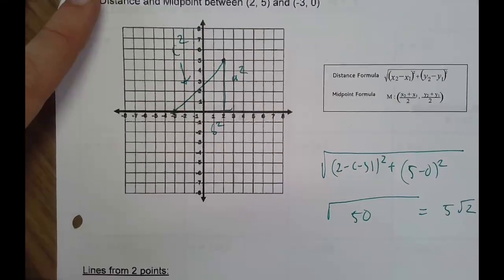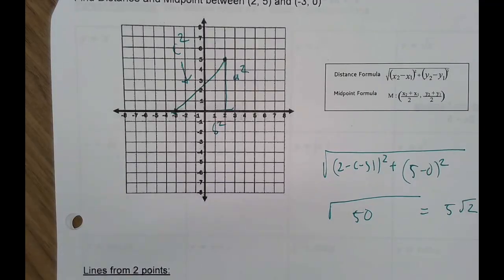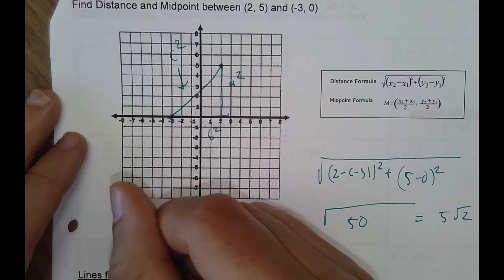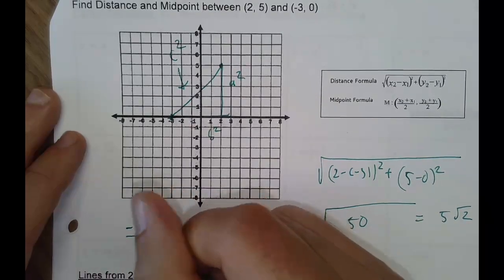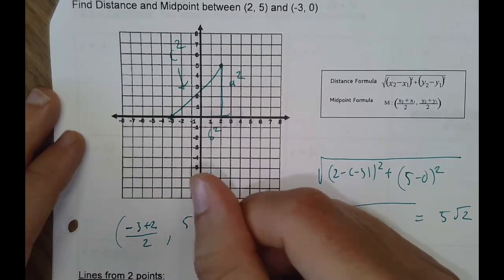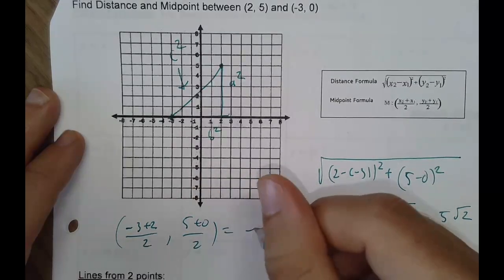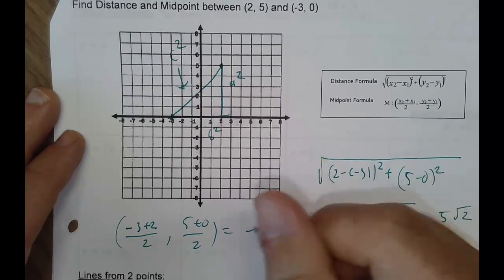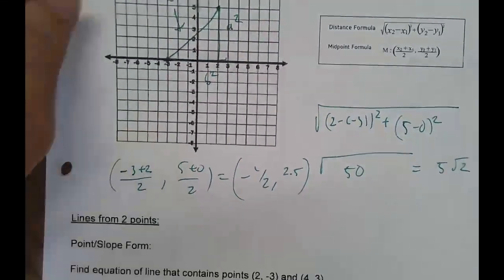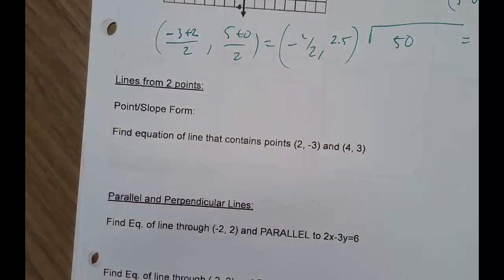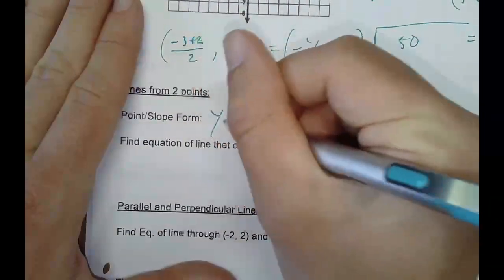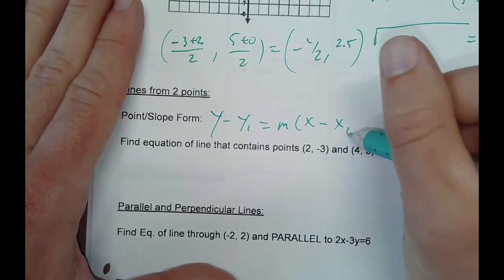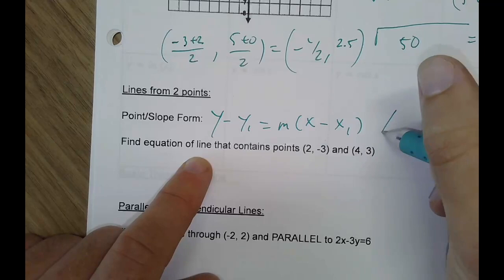Midpoint is just the average of the x and the y coordinates. So x coordinates would be negative 3 plus 2 over 2, comma, y coordinates would be 5 plus 0 over 2. So it's just negative 1/2, comma, 2.5. Okay? That is distance and midpoint. Point slope form, so important in calculus, all over the place. y minus y1 equals m times x minus x1. I know you get a note card, but really you should have this memorized, especially for AB.